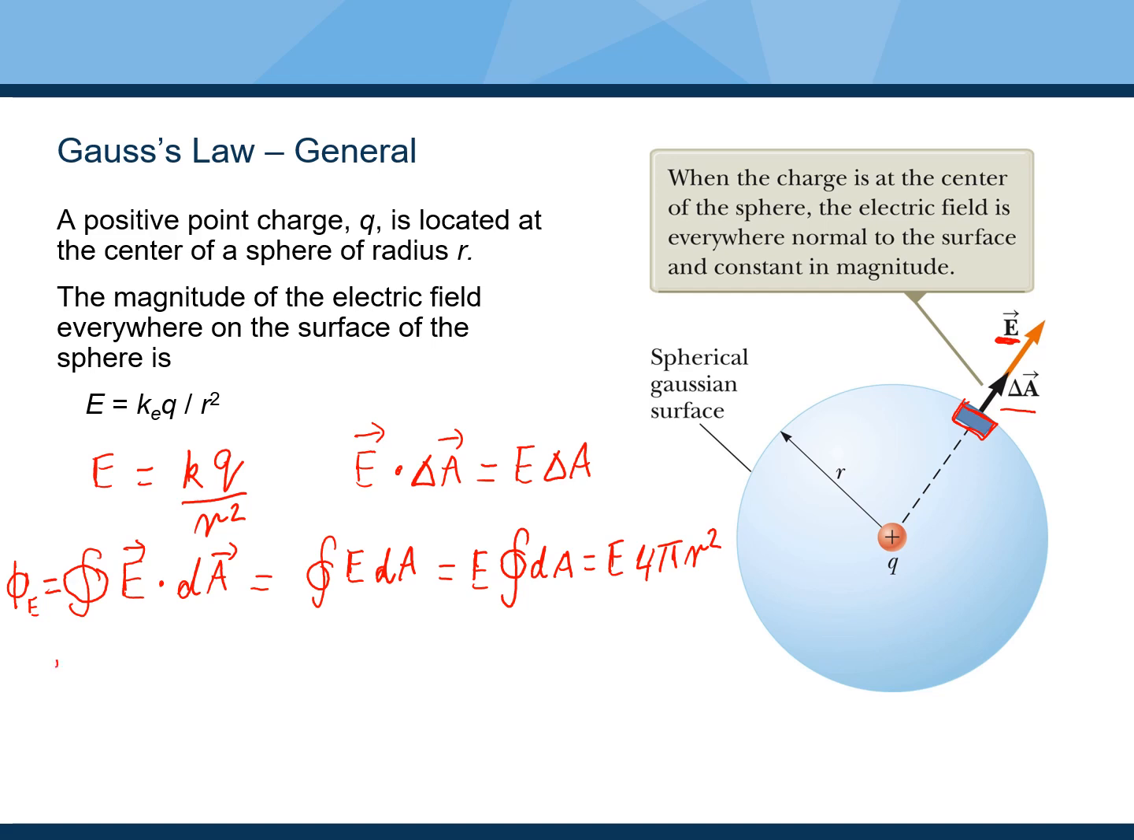Now let's write our electric flux phi sub E, which formally speaking is written as this integral of E vector dot dA vector.